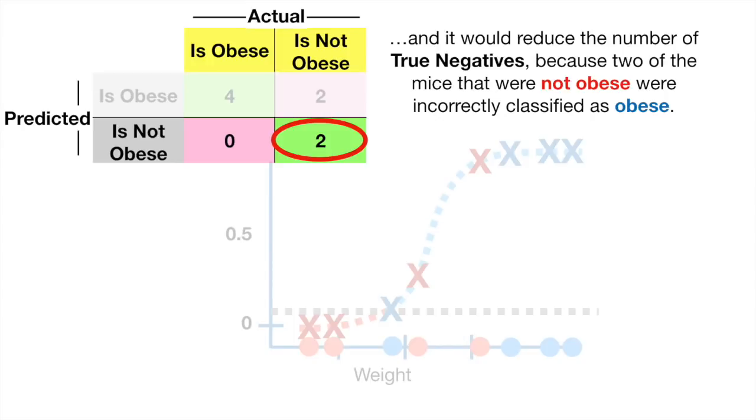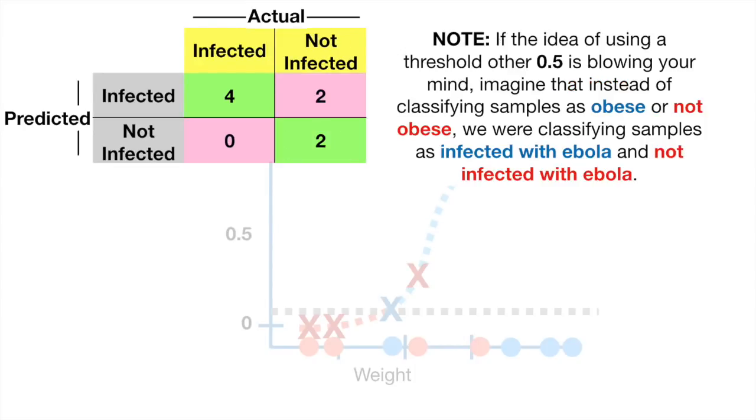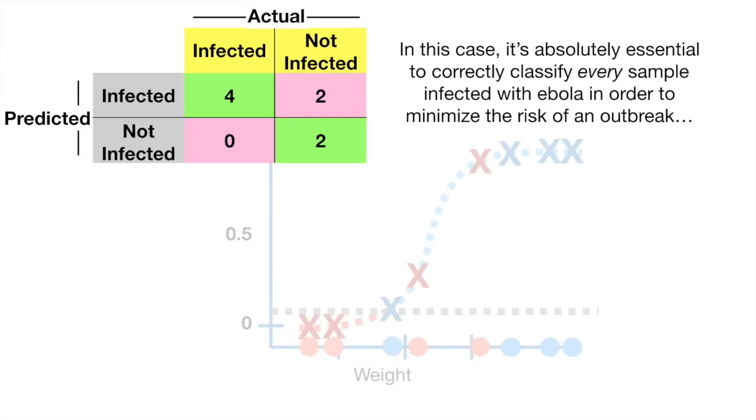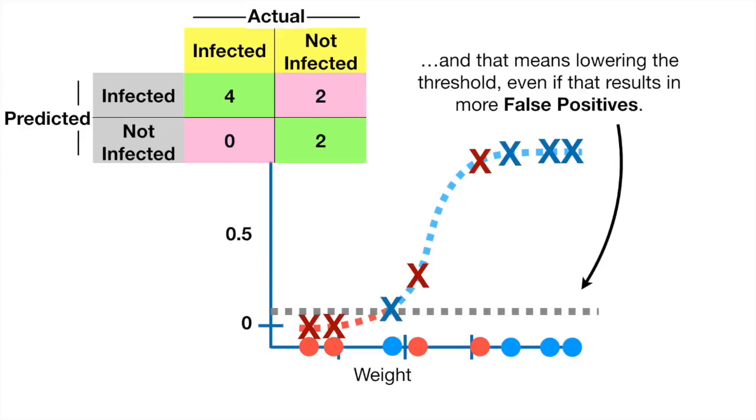And it would reduce the number of true negatives because 2 of the mice that were not obese were incorrectly classified as obese. Note, if the idea of using a threshold other than 0.5 is blowing your mind, imagine that instead of classifying samples as obese or not obese, we were classifying samples as infected with Ebola and not infected with Ebola. In this case, it's absolutely essential to correctly classify every sample infected with Ebola in order to minimize the risk of an outbreak.